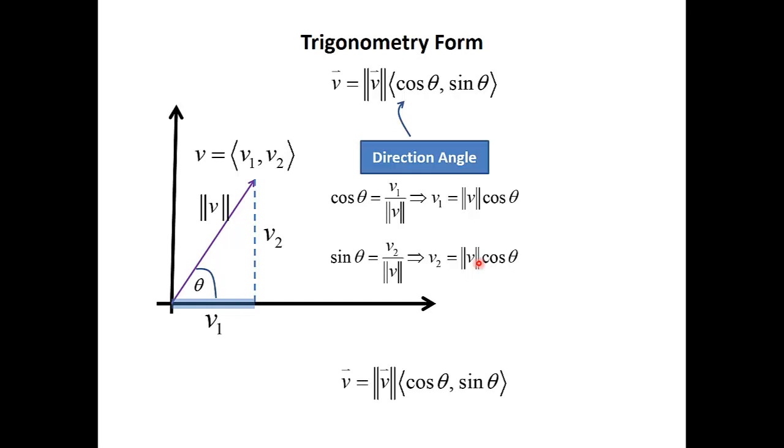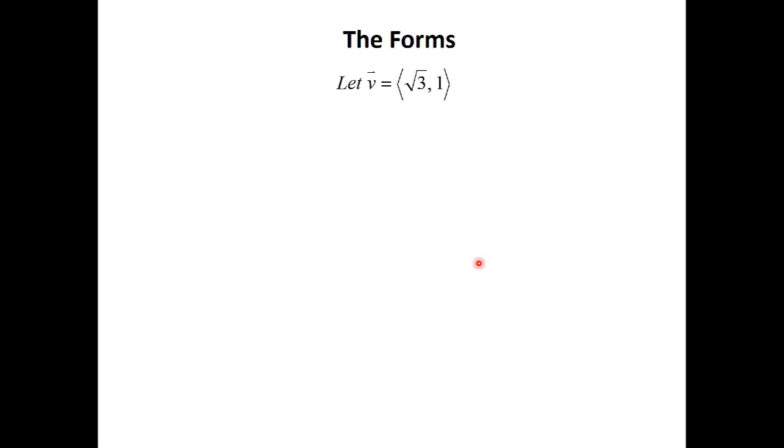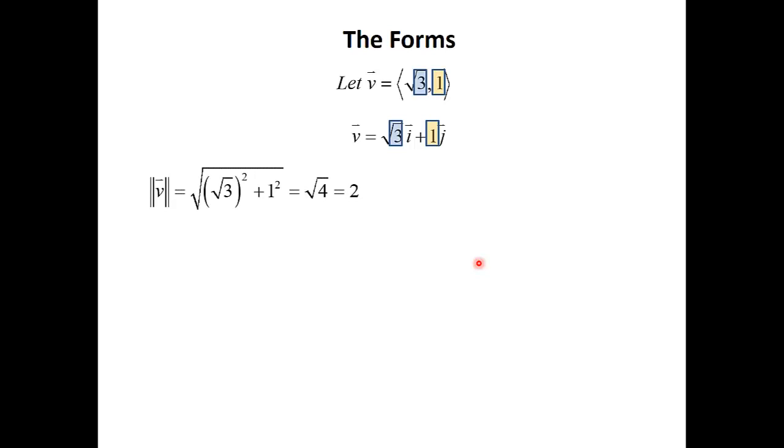And let's look at an example here. Let's suppose I have this vector, v, and I want to write it as a linear combination. Well, that's easy. See? Just take the x component times i, the y component times j. There it goes. There's the linear combination. Now, as far as the trig form, we need the magnitude. So I'm going to get the magnitude of v. The square root of 3 squared plus 1 squared, square root that, and I get a 2.